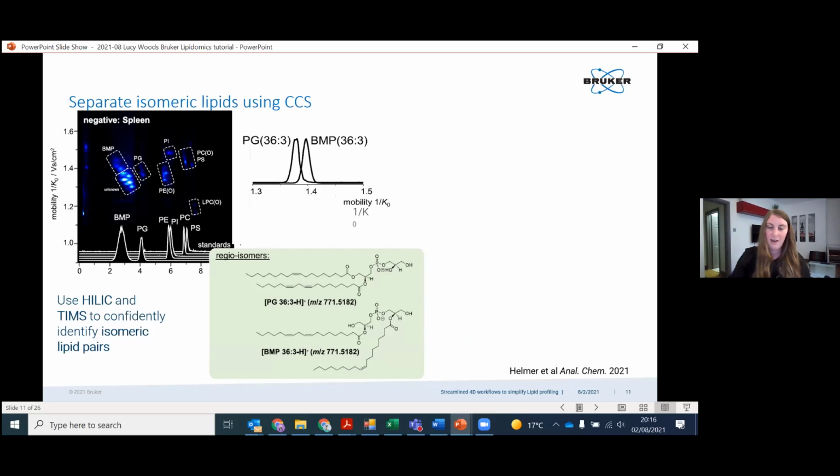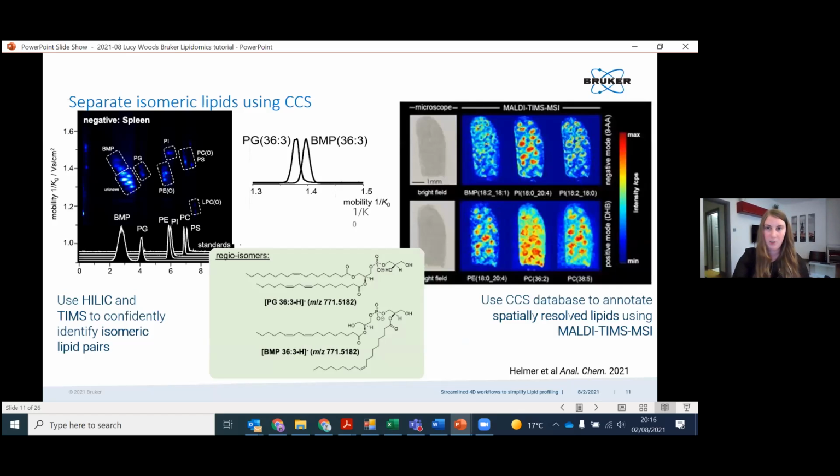And you can see from these mobility peaks that you're able to separate out these 2 isomeric lipids. And this can be translated onto an imaging experiment so that we can now plot the spatial distribution of these different lipids on tissue. And we can confidently annotate where they are spatially, as we can look not only at the distribution of the mass to charge, but also the distribution of that CCS value. So from this, we can see the distribution of the BMPs versus the PG lipids. And we can also plot a number of other isobaric lipid species spatially.